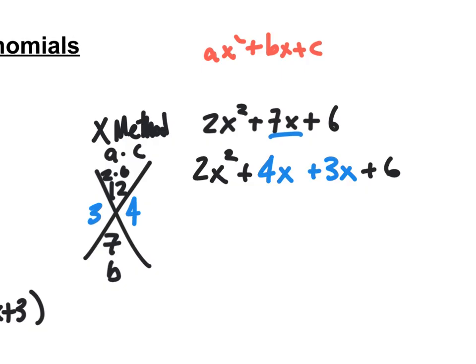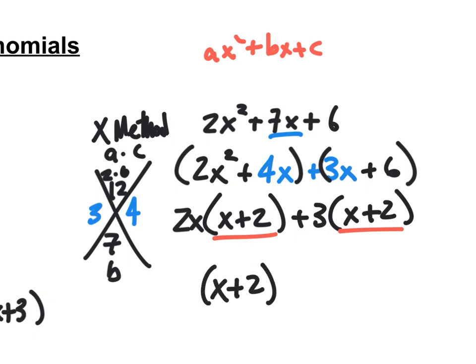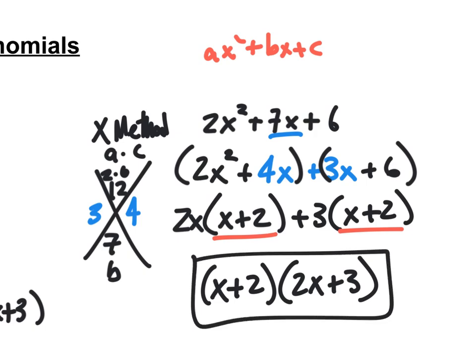The reason I did that is because now I can factor this by grouping. I can look at this quantity here and factor out a 2x, and I'm just left with an x plus 2. And then here, I can factor out a 3, and I'm left with just an x plus 2. So then again, I have a common x plus 2, and that's what I'm looking for. I can now factor out that x plus 2, and I'm left with 2x plus 3. And that's it, and I get the same thing.